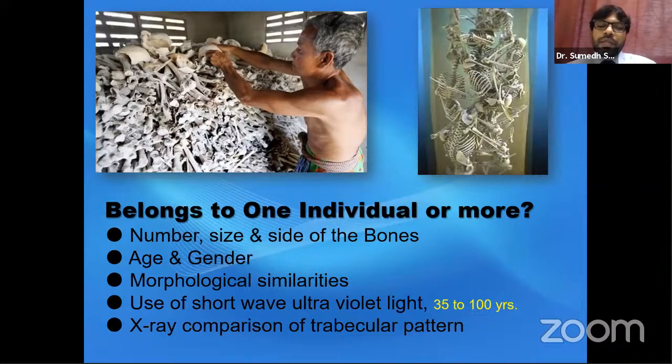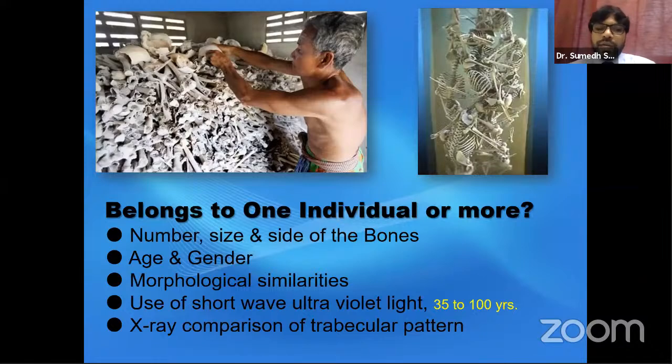Then there is one more way to identify: use of shortwave ultraviolet light. This can be utilized up to 35 to 100 years, where the decaying has already started, even if it is preserved in good condition. The shortwave ultraviolet light passes through the bones; if they are of a similar species, it passes uniformly. But if the bones belong to different species, it doesn't pass in a uniform manner. Again, this requires an expert eye to visualize the things.